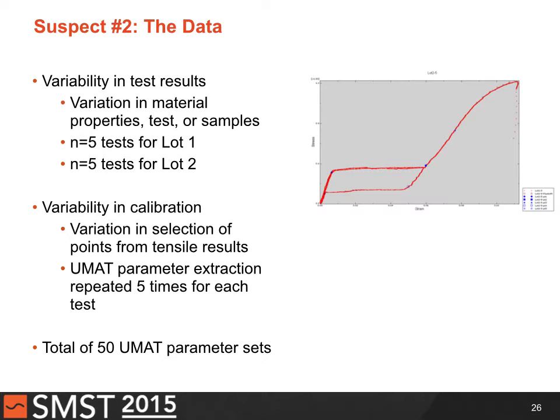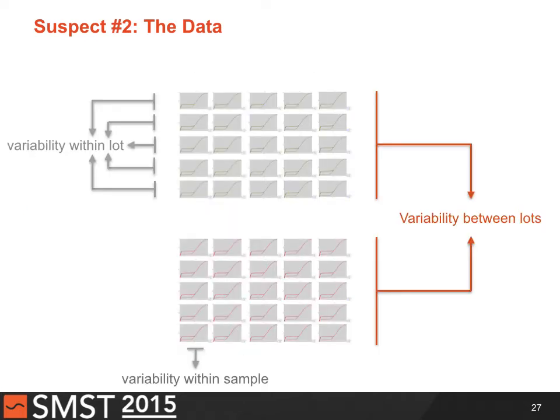So we got a total of 50 UMAT parameter sets that are organized like this: two lots, the top and the bottom, let's say. Then we can look at the variability within samples and the variability within lots. Really what I'm focusing on for this is just the variability between the two lots, lot 1 and lot 2.